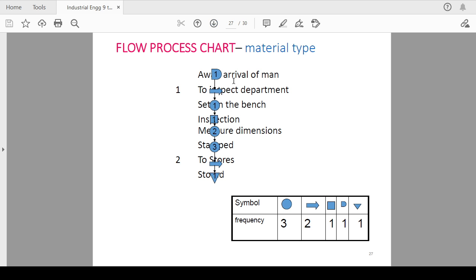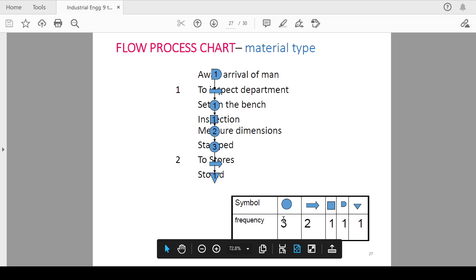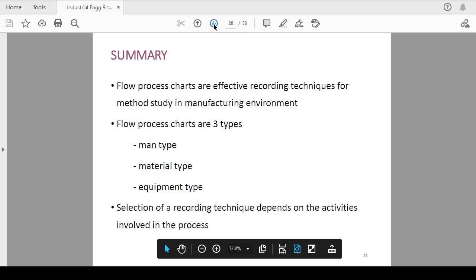These are activities like waiting for the arrival of the man to inspect in the department, setting up the bench, inspection, then measuring the dimension, then to the store, where it will be stored. In this way, the operation symbol is used 3 times, transportation two times, inspection one time, delay one time, and storage one time. In this way you can also prepare the flow process chart of the material type.